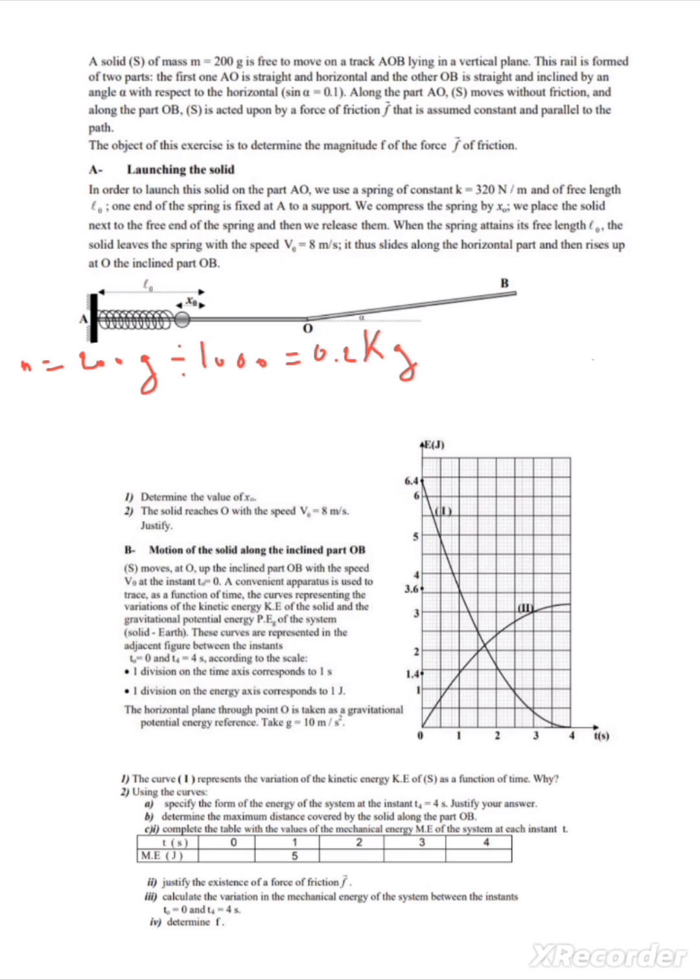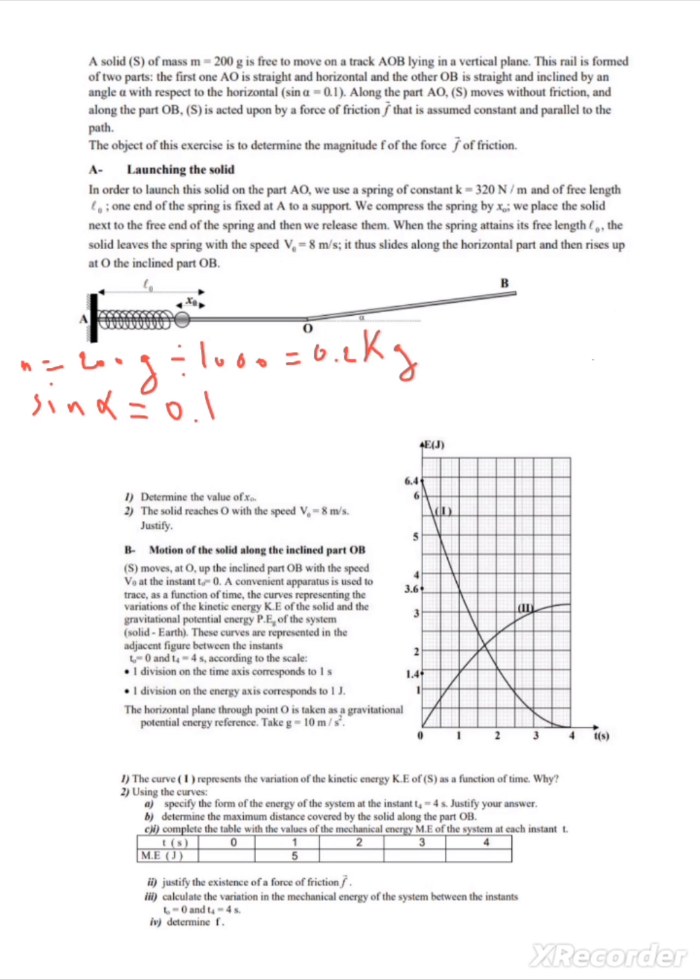S is free to move on a track AOB lying in a vertical plane. This track is formed of two parts. The first one, AO, is straight and horizontal, and the other, OB, is straight and inclined by an angle alpha with respect to the horizontal. We have sine alpha equal to 0.1. Along the part AO, S moves without friction.